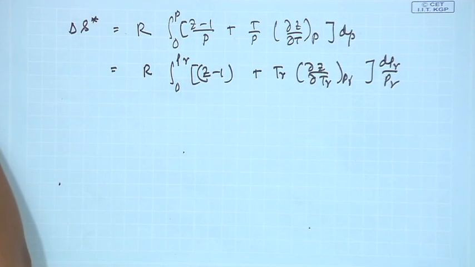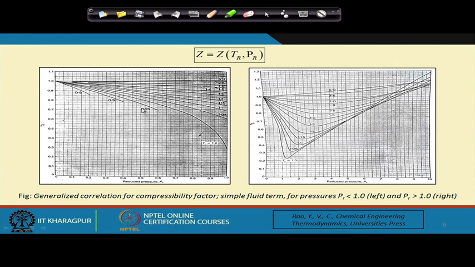We can use this compressibility factor chart to find Z. Then we can integrate Z as a function of TR and PR, Z as a function of TR at constant PR, and we can very well do this.